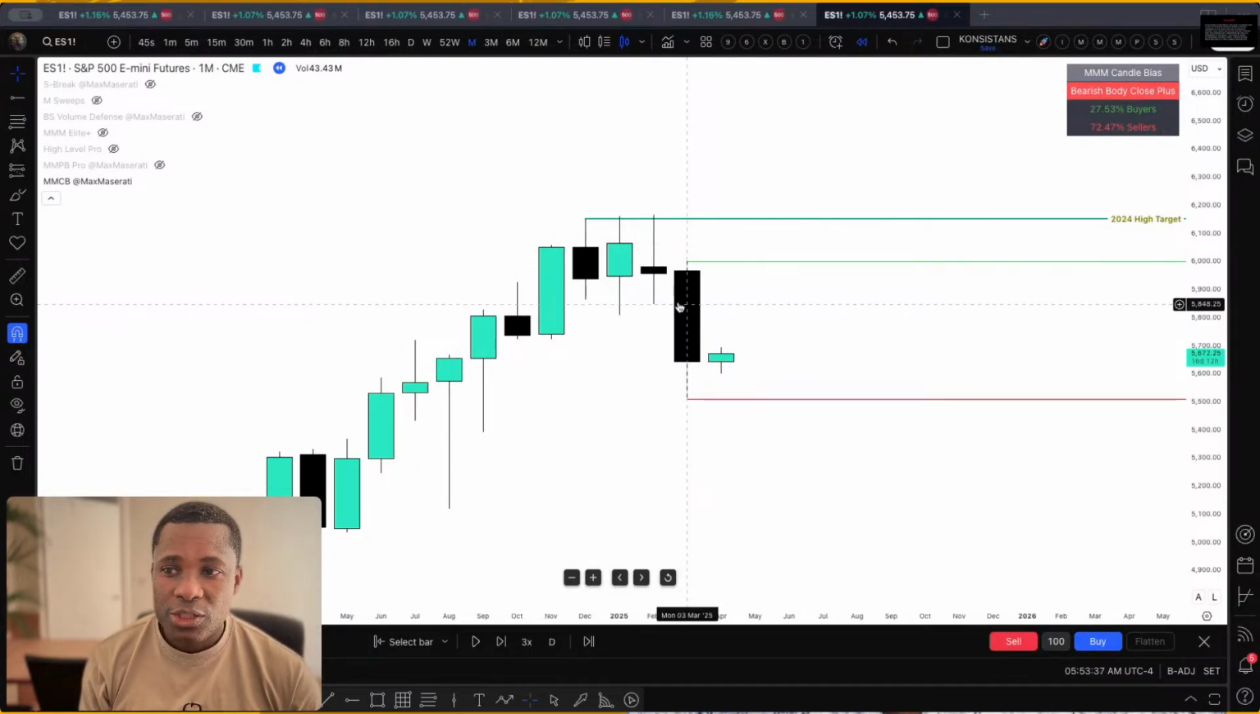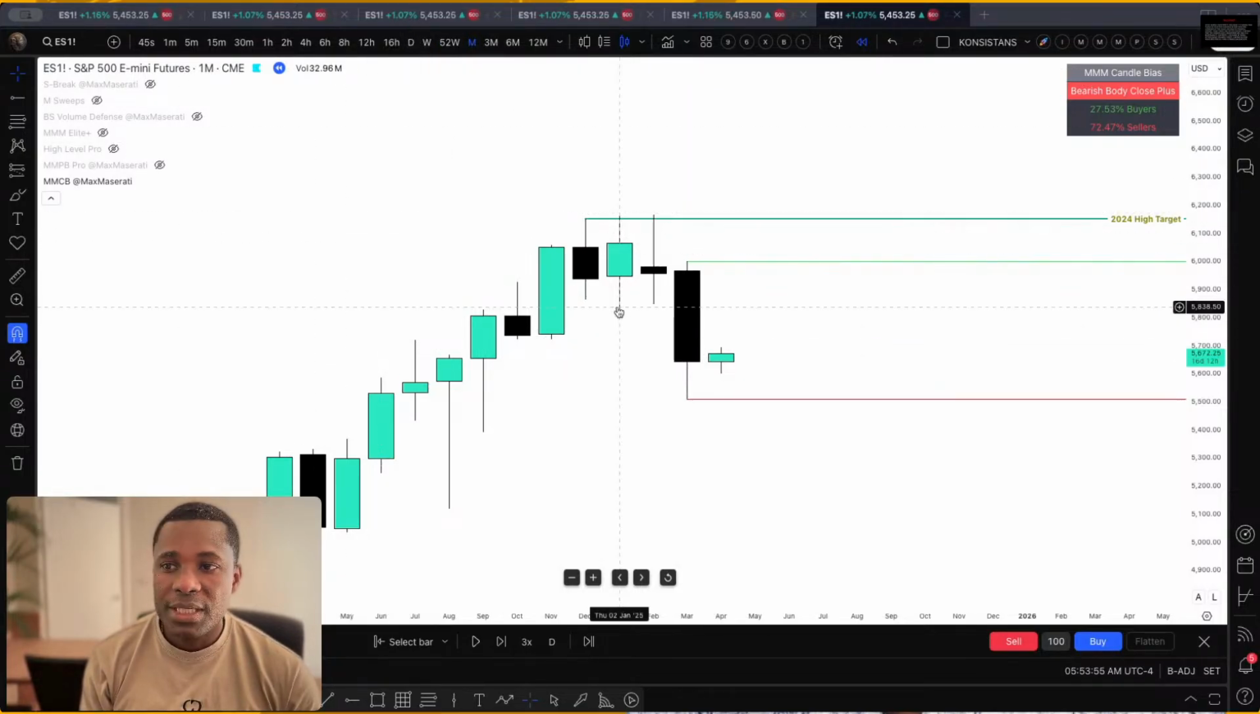And then what do we expect next? We expect price to do what? Based on the Max Maserati model, price will take this low. So this is where we highly likely look for a trade when we have a bullish body close. Since we have a bullish body close here, what do we do next?